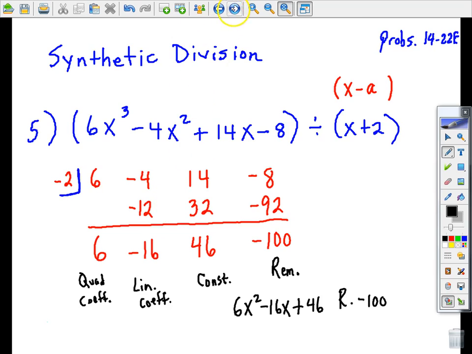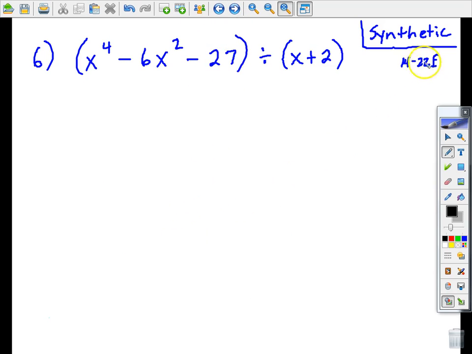Okay, let's try another one. Again, you're going to be doing synthetic division in problems 14 through 22 even. So let's set it up. I'm noticing what I'm dividing by. It says x plus 2, but remember that means in my house I'm going to put negative 2. Be very careful here. Plus 2, putting the opposite.